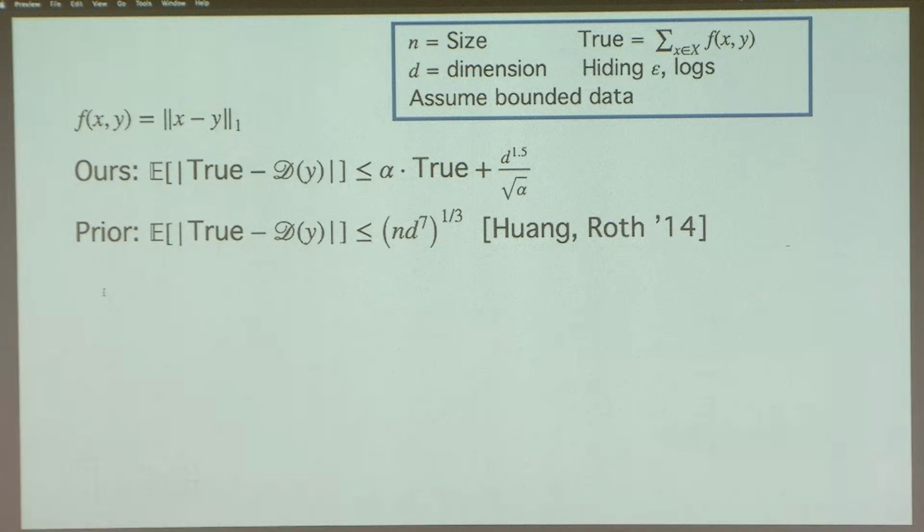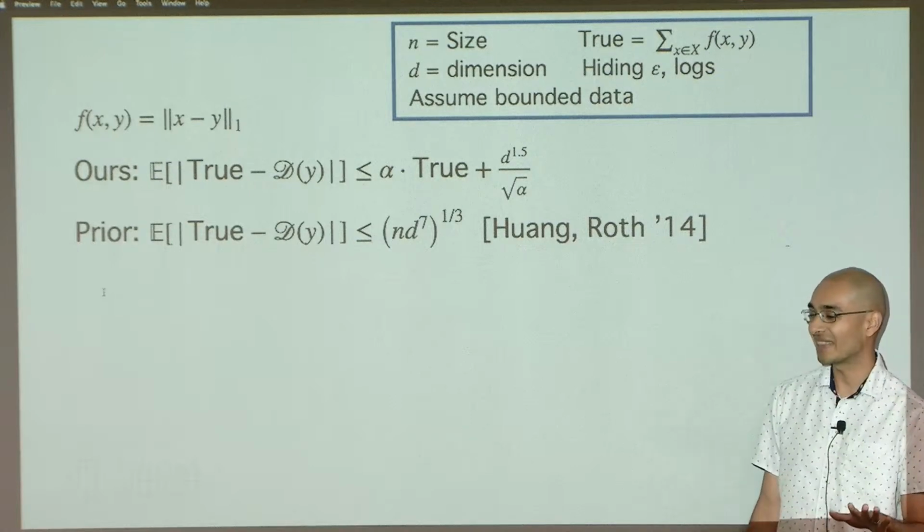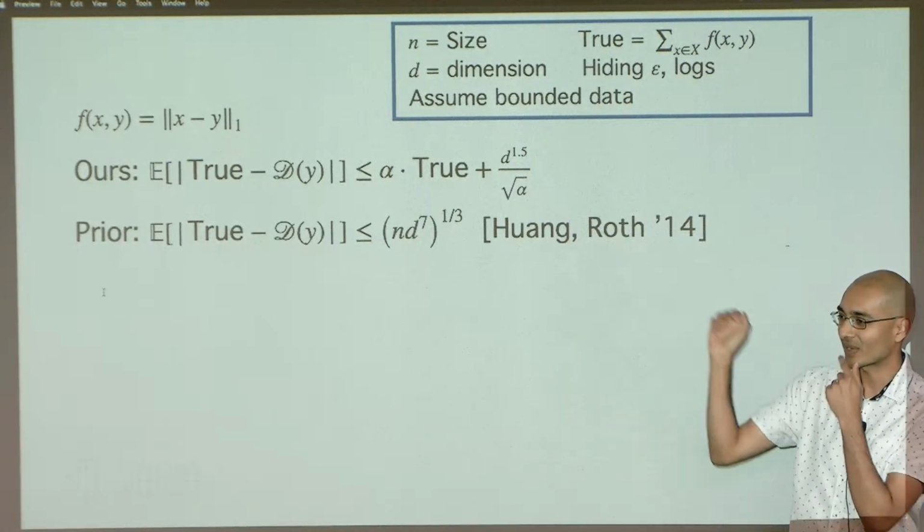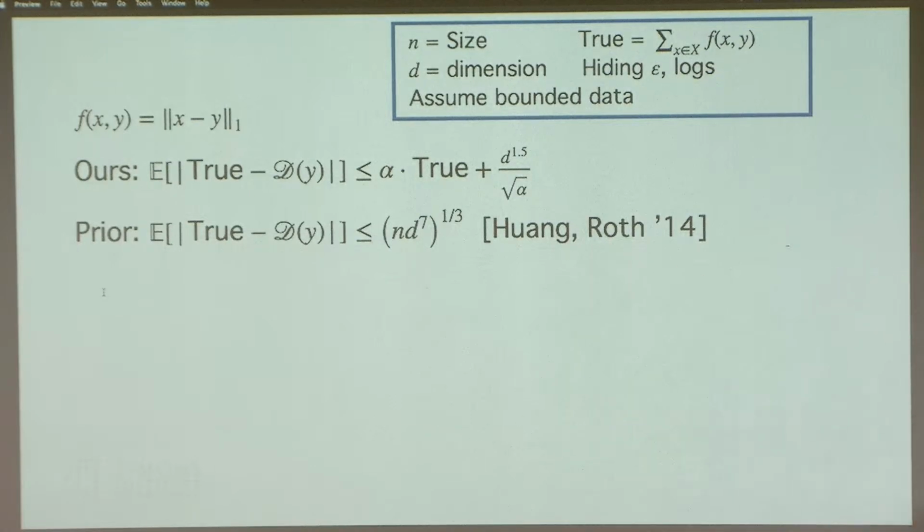Is the construction time for these data structures pretty efficient? Yeah, our runtime is linear time. It's not so clear what the runtime of this prior work is, and you have to assume the data is bounded. So I'm assuming it lies in some bounded range, for example all the coordinates are between -10 and 10 or something.